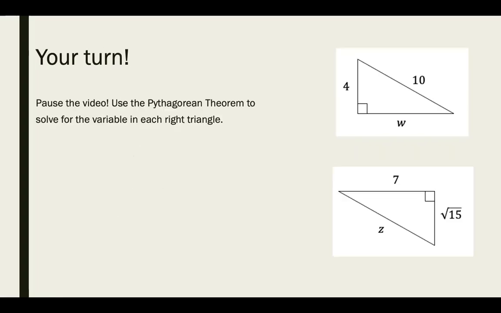All right, so now that you've seen a couple examples of the Pythagorean theorem, you should pause this video and try to find W and Z in these triangles here. So make sure you pause it, because in a second, I'm going to show you the answers.